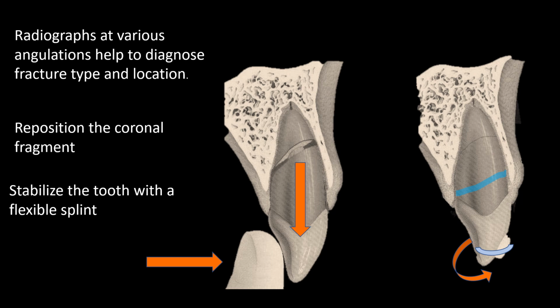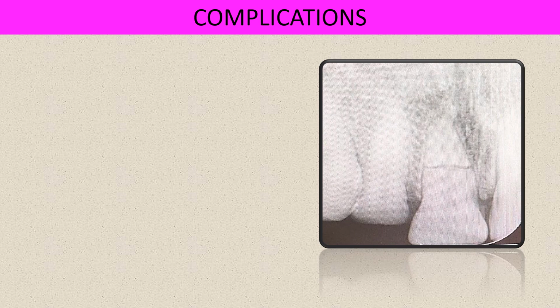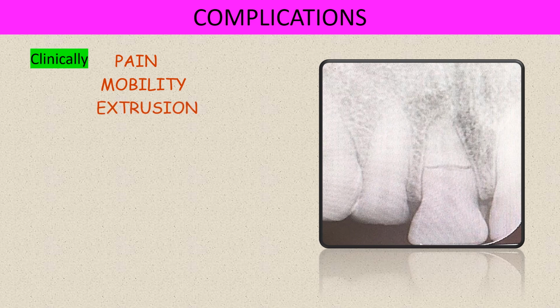So let's see what that is. What are the possible complications that can develop? Now there are certain signs and symptoms which indicate that the tooth is not responding to treatment and it has gone in for necrosis. Now what are those? Clinically, the most common symptom is that of pain. A patient comes back to you, he says he's having pain in that tooth. Or there is mobility of the coronal segment. Or there is extrusion of the coronal segment. Now all these symptoms would indicate that your tooth is not responding to treatment.